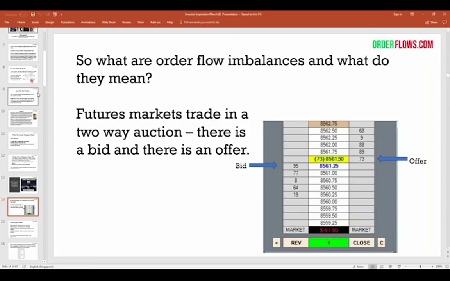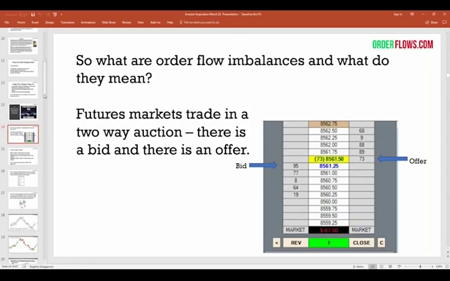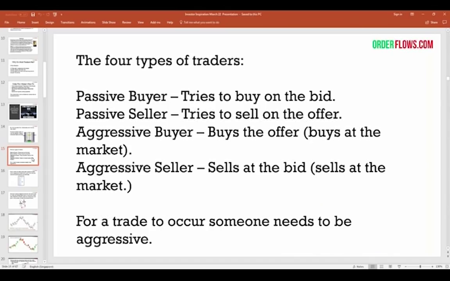Now what a lot of people don't understand is there are different types of buyers and different types of sellers, right? Because if we're all just bidding and offering, no trade's going to happen. If everyone in the world wants to buy at 61.25 and everyone wants to sell at 61.5, no one's going to trade, because there has to be some movement. Someone has to sell to the bid, or someone has to buy from the offer. So when you break it down, what you have is four types of traders. You have a passive buyer, someone who tries to buy on the bid. A passive seller is someone who tries to sell on the offer.